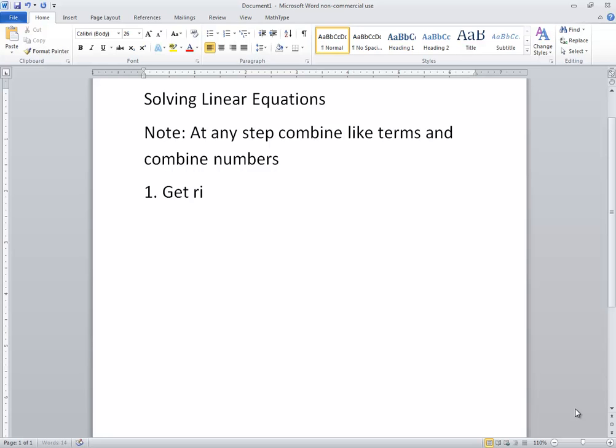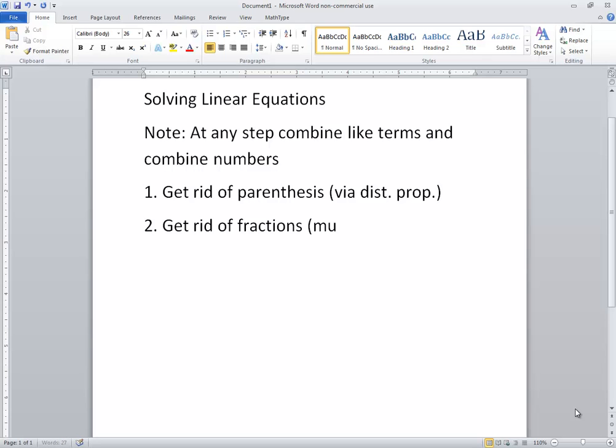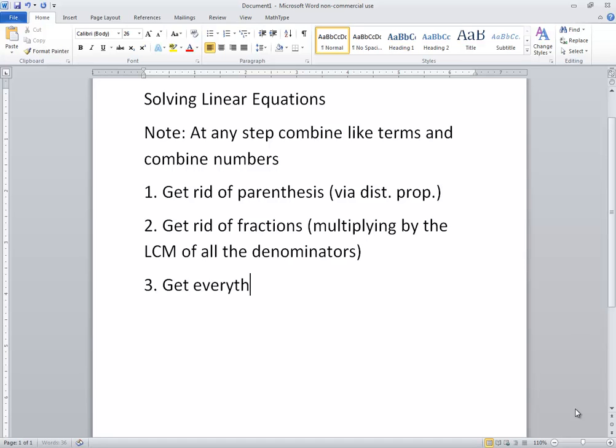Step 1, get rid of parentheses. And we do this via the distributive property. Step 2, get rid of fractions, and we do this by multiplying by the LCM of all the denominators. Step 3, get everything with an X on one side, numbers on the other side.